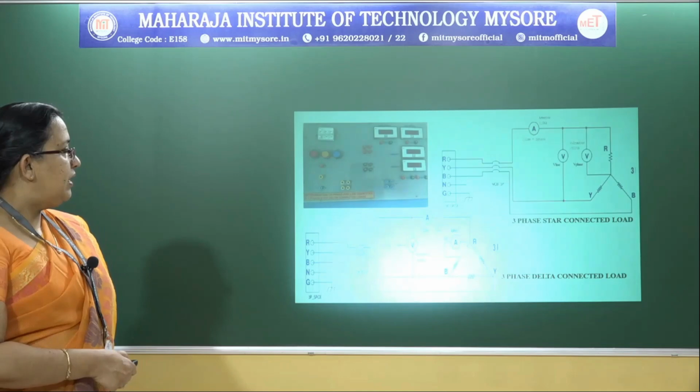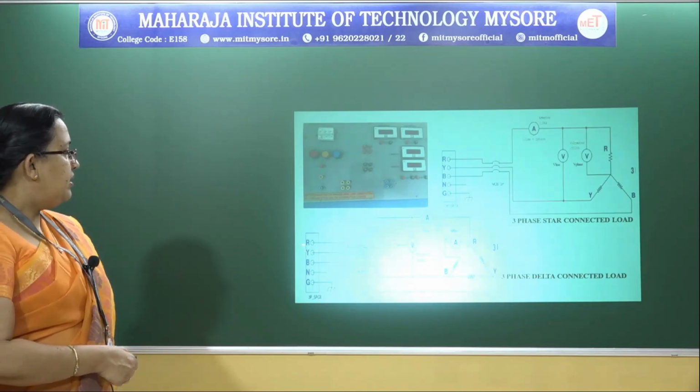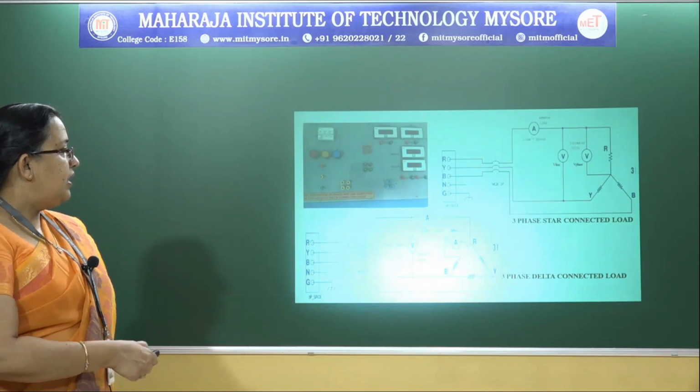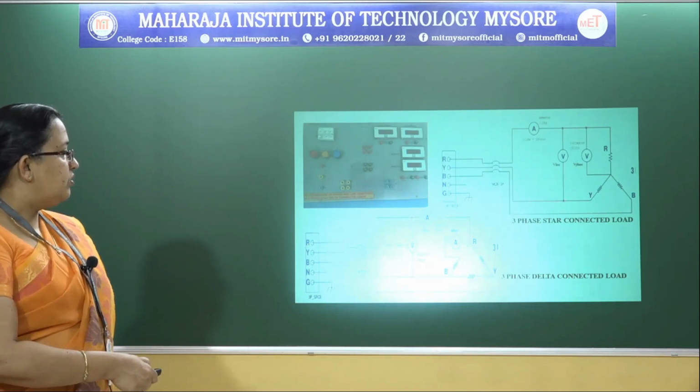Now this shows similarly a 3-phase delta connected system. So here you can see similarly from R there is a connection to R, from Y there is a connection to Y, and this is the 3rd phase.